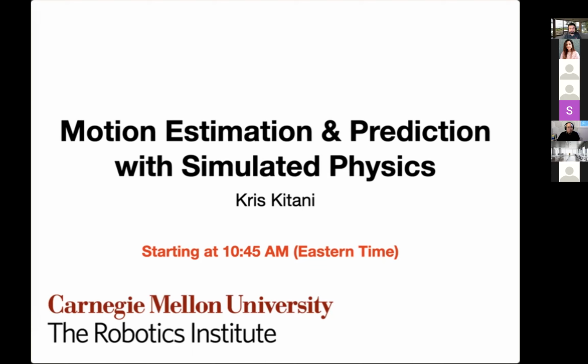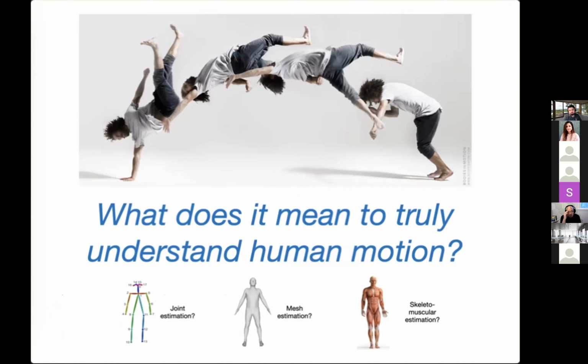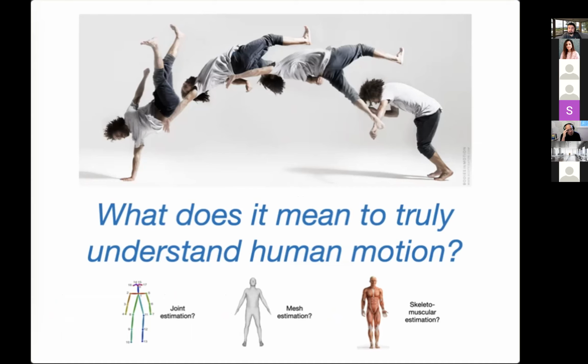So I'll be talking about motion estimation and prediction using simulated physics. Let's start with a pretty high level question, for all you computer vision researchers out there that have thought about this for a while. What do you think it means to truly understand human motion? When we observe human motion and develop computer vision algorithms, is it enough that we estimate all of the joint positions? Or do we need to go beyond that?